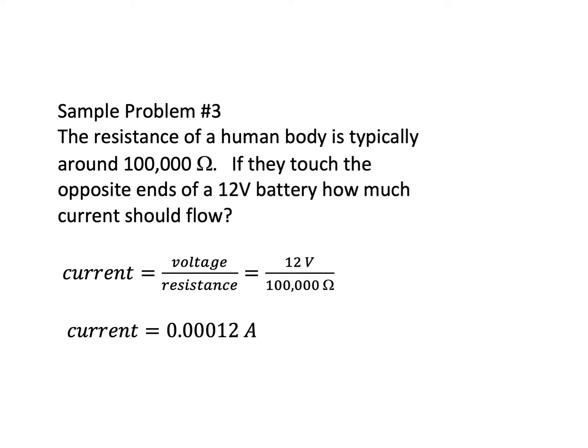So we've already seen that if you want to solve for the current, you get voltage divided by resistance. And so here I'm going to divide 12 volts, which is a small number, by 100,000 ohms, which is a big number. And I find that the current is very, very tiny. It's not even 1,000th of an amp. It's like a 10,000th of an amp. It's a very, very tiny amount of current. You wouldn't even feel that much current.